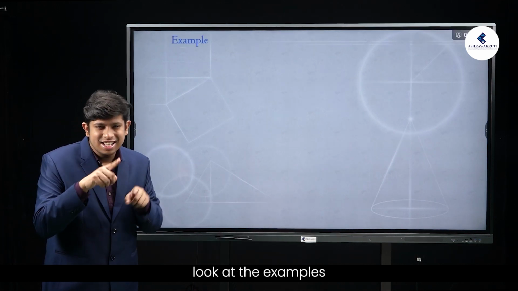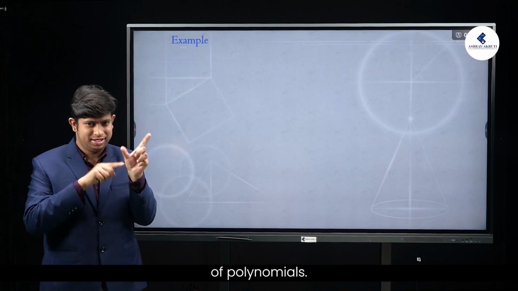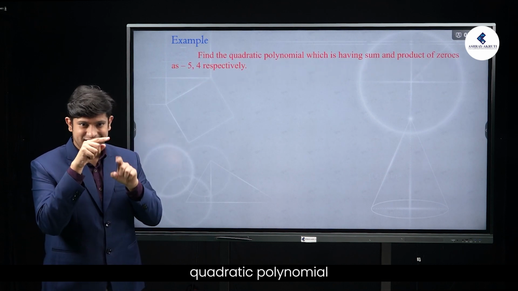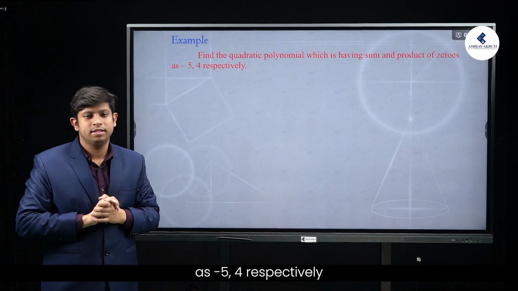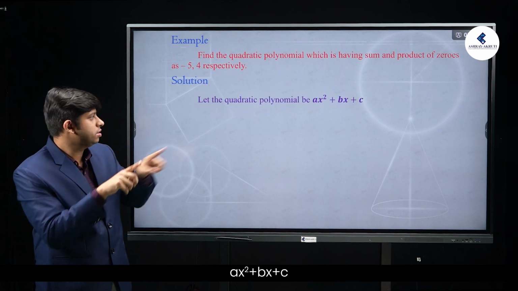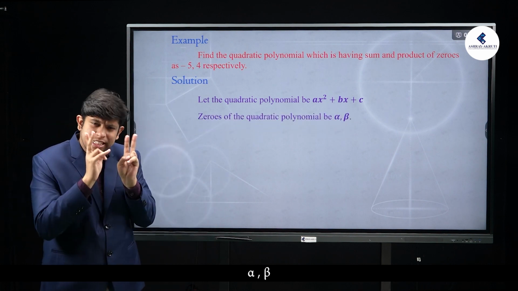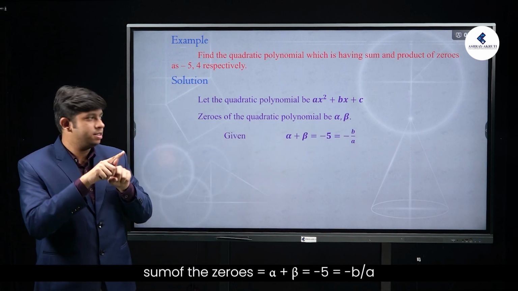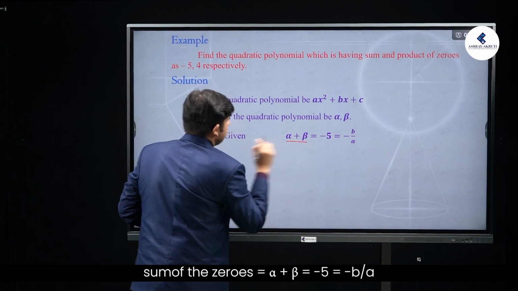Now, let us look at the examples related to relationship of zeros and coefficient of polynomials. Example: Find the quadratic polynomial which is having sum and product of zeros as minus 5, 4 respectively. Solution. Let the quadratic polynomial be ax squared plus bx plus c. Zeros of the quadratic polynomial be alpha, beta. Given sum of the zeros is equal to alpha plus beta is equal to minus 5, which is equal to minus b by a.